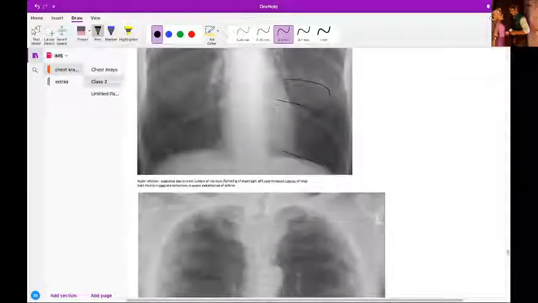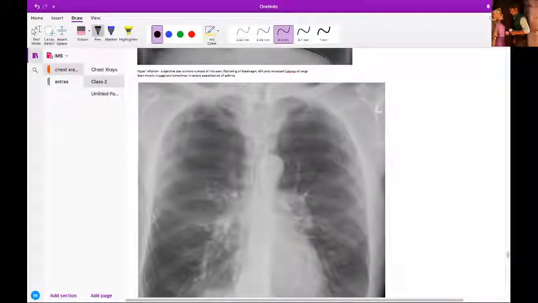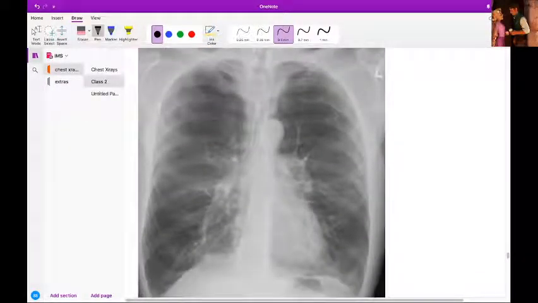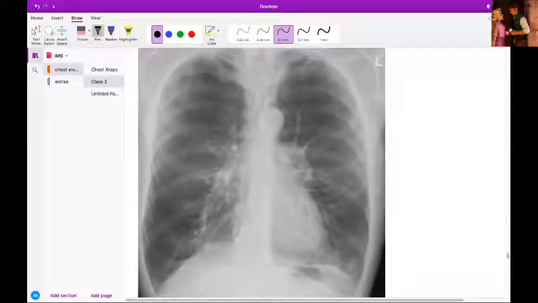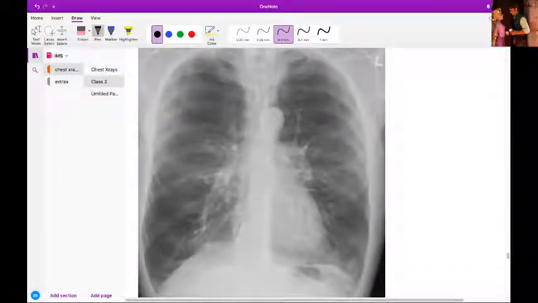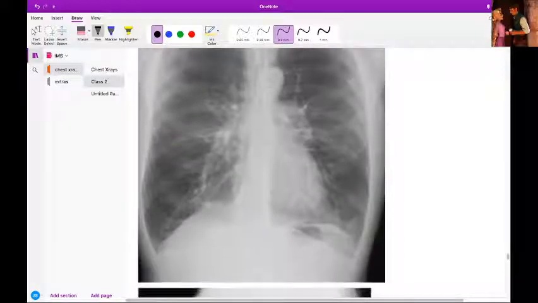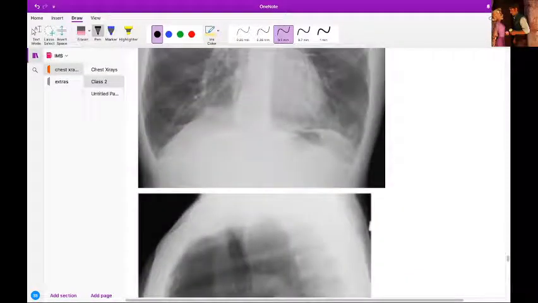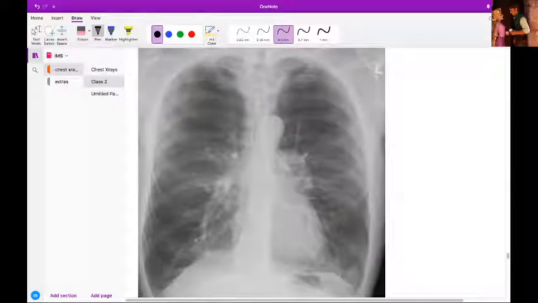So now we'll do hyperinflation only, but with some other details. So this is again a hyperinflated chest. This is the PA view. Basically, this is emphysema, and this is centrilobular emphysema. What is the differentiating feature between centrilobular and panacinar emphysema? Like how is centrilobular emphysema different from panacinar? Which one is caused by smoking? Which one is caused by alpha 1 antitrypsin deficiency?